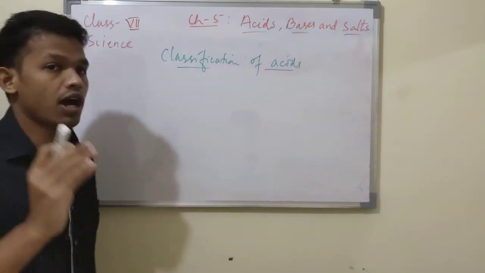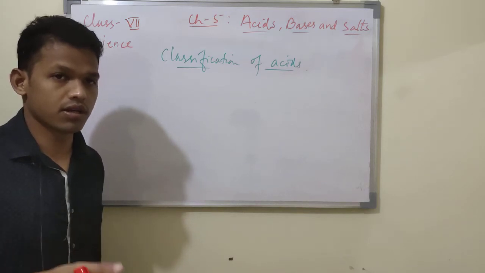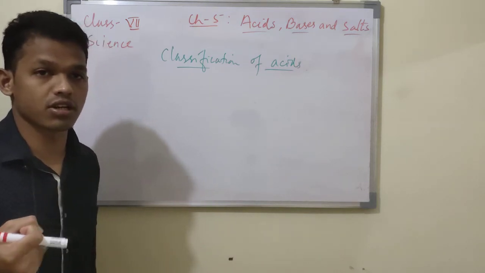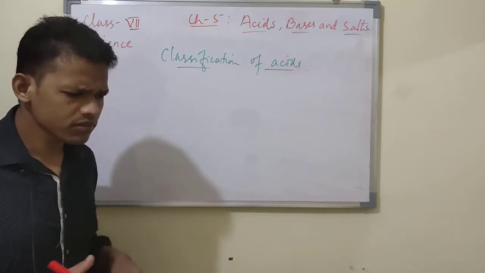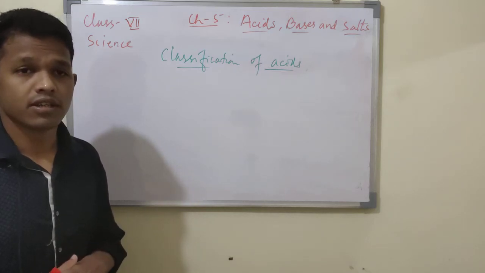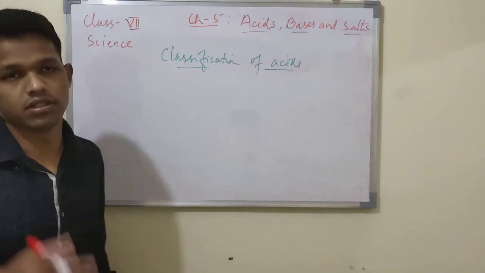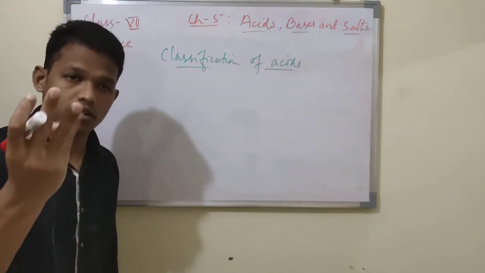Mineral acids are those acids which are extracted from underground, from the earth. Those are very strong acids. Mineral acids are like sulfuric acid, hydrochloric acid, nitric acid. These are all strong acids. So on the basis of origin, we have mineral and organic acids.